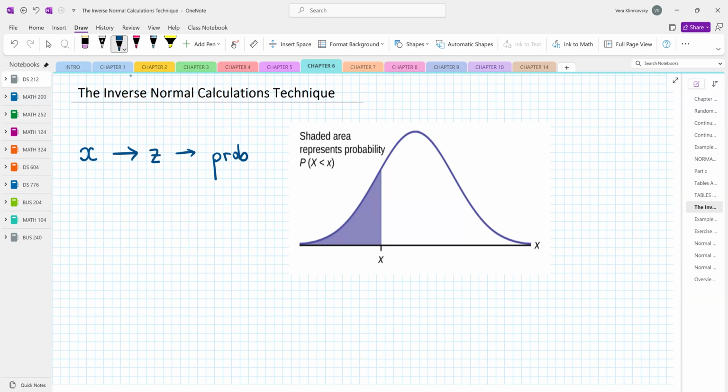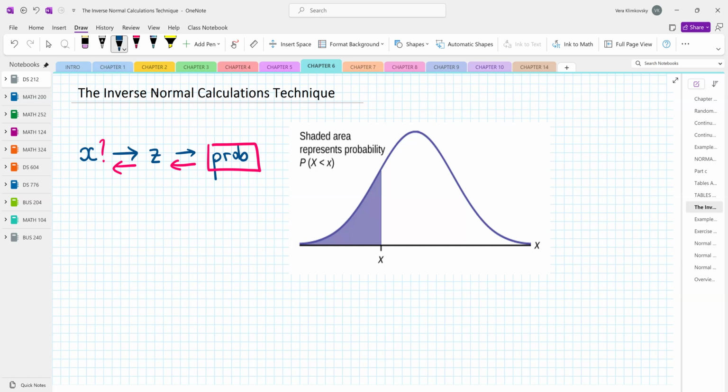Now, there are some questions that require these steps to be reversed. What would be the situation where you need to perform these steps backwards? Well, imagine if you do know the probability value, but you need to figure out x. So in this case, you reverse the steps so that you start with the given probability value, you look up the z value in the chart, and then you convert z to x.